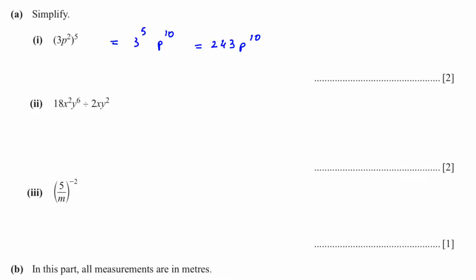In A2, there's a divide. First divide the numbers. 18 divided by 2 is 9. And then subtract the powers of x. You have a 2 here and you have a 1 here. So 2 minus 1, 1. And the same we will do for y. 6 minus 2, 4. So that's your answer. When you have a negative power, flip it over to make it positive. Now that power 2 is for m and for 5, which will give us m squared over 25.